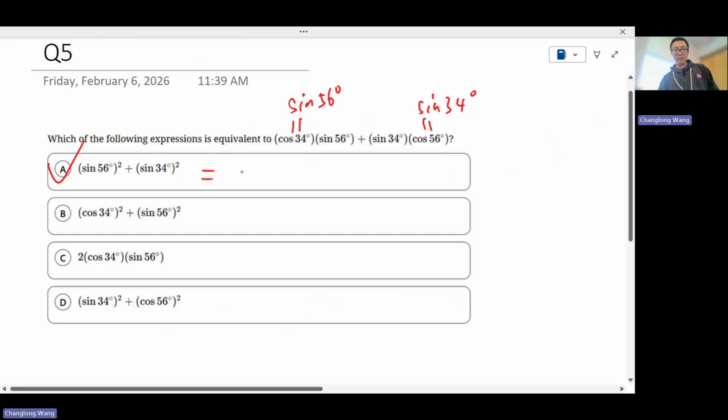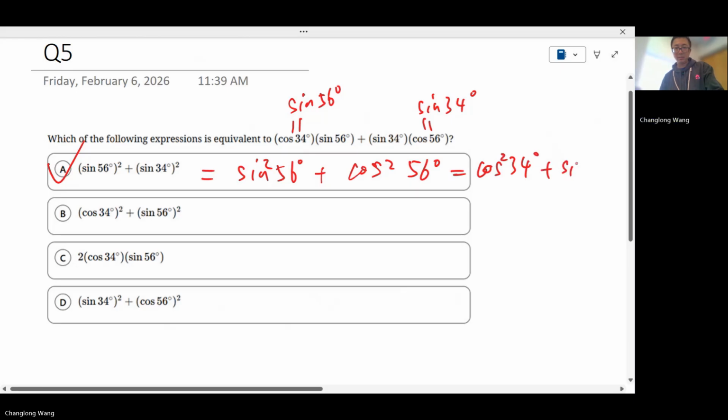And also you see that letter A is also equivalent to sine square 56 degree plus cosine square 56 degree. You guys agree? Because sine 34 is cosine 56, right? And it is also equal to, let's say cosine 34, not 36, 34, cosine square 34 degree plus sine square 34 degree, right?